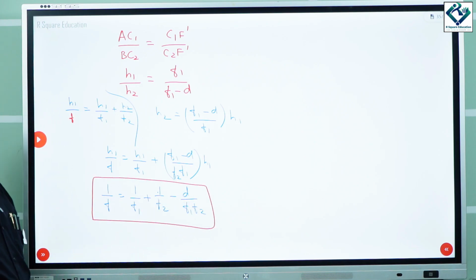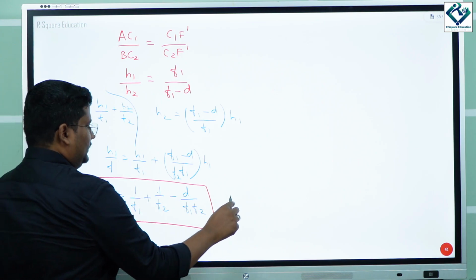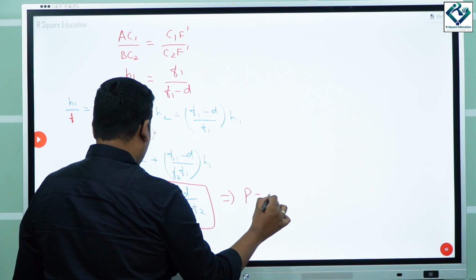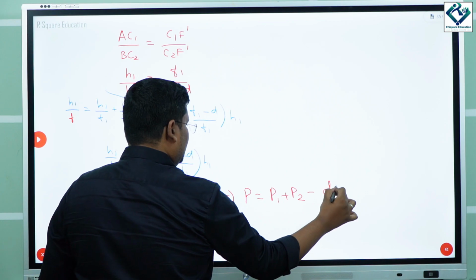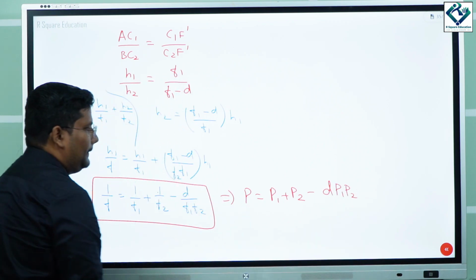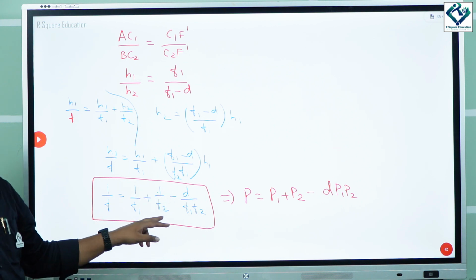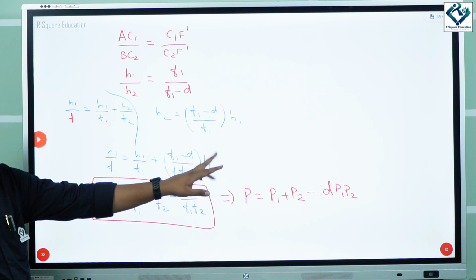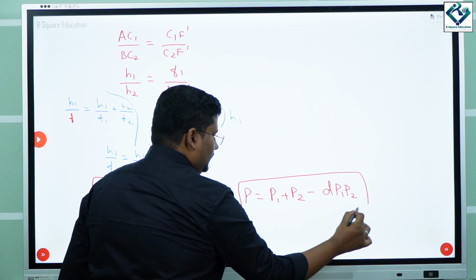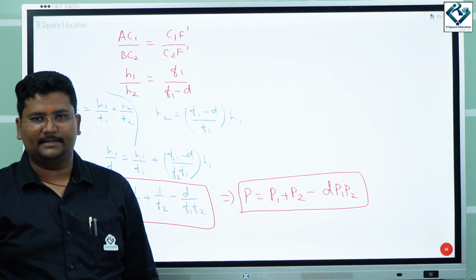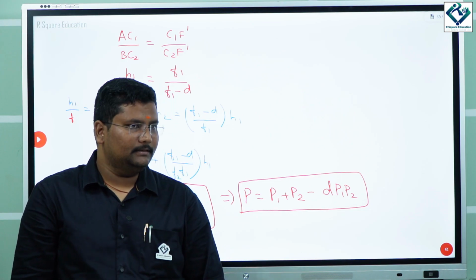So this is going to be the focal length of the equivalent lens when it is separated by a small distance D. In terms of power, you write P is equal to P1 plus P2 minus D P1 P2, where 1 by F1 is P1, 1 by F2 is P2, and 1 by F1 F2 is going to be P1 P2. So this is going to be the power of a combination of lenses when there is some distance of separation between them. Is that clear? Right.